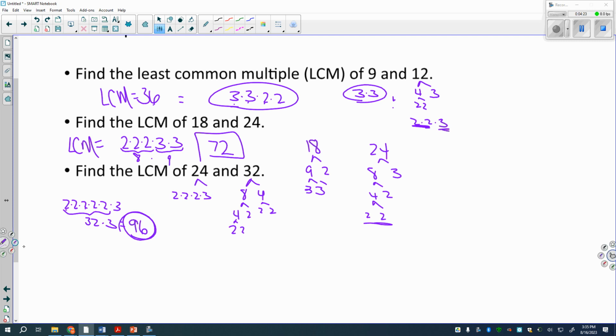So that's the LCM. Either list out the numbers and find the first one they have in common, or do this prime factorization. Either way is fine. Pick the one that works best for you.